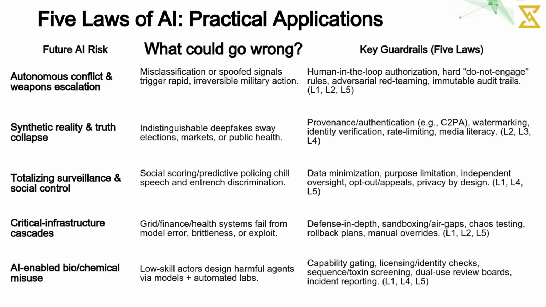And finally, fifth, AI-enabled bio and chemical misuse. What could go wrong? Advanced models and automated labs accelerate design and synthesis of harmful agents or unsafe experiments by low-skilled actors. Guardrails, capability gating and compute governance, licensing and verifying sensitive tools, sequence or toxin screening, dual-use review boards, incident reporting networks, using laws 1, 4, 5.